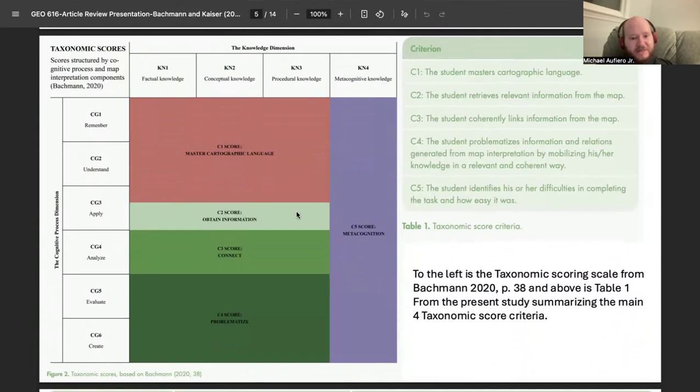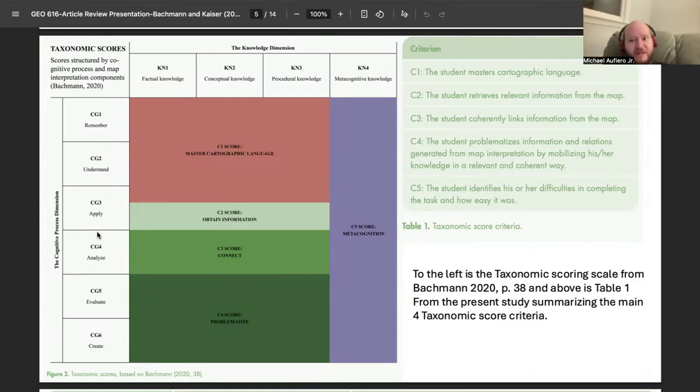So this is the taxonomic scale. This is score 1, the mastering of the cartographic language. This is score 2, obtain information. This is score 3, connect, and this is score 4, problematize. And then score 5 with the metacognition was separately evaluated. So the questions were tied to a cognitive process.